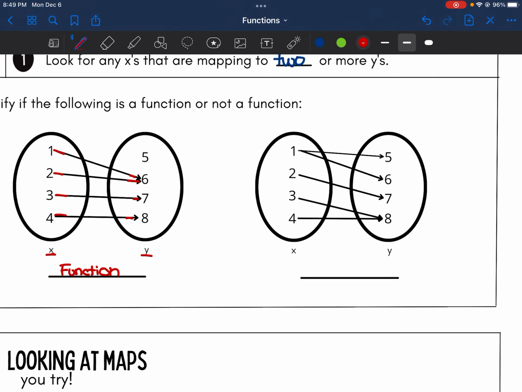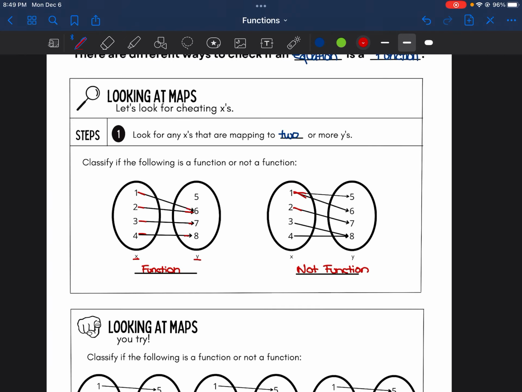Let's look at example 2. This 1 is mapping to a 5 and a 6. Right off the bat, we have a cheater, you guys. Oh my God, the audacity, right? So you might be saying, whoa, but 2 is not cheating. It does not matter. As long as we have one cheater in the equation, the whole thing's a cheater. So this is not a function, it's cheating. So I'm going to say not faithful. But I give you the answer. This is not a function because 1 is cheating right off the bat.